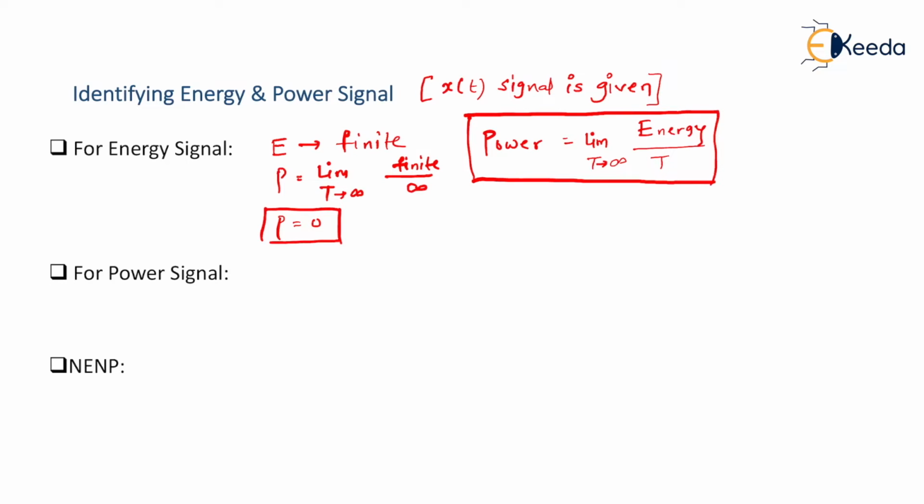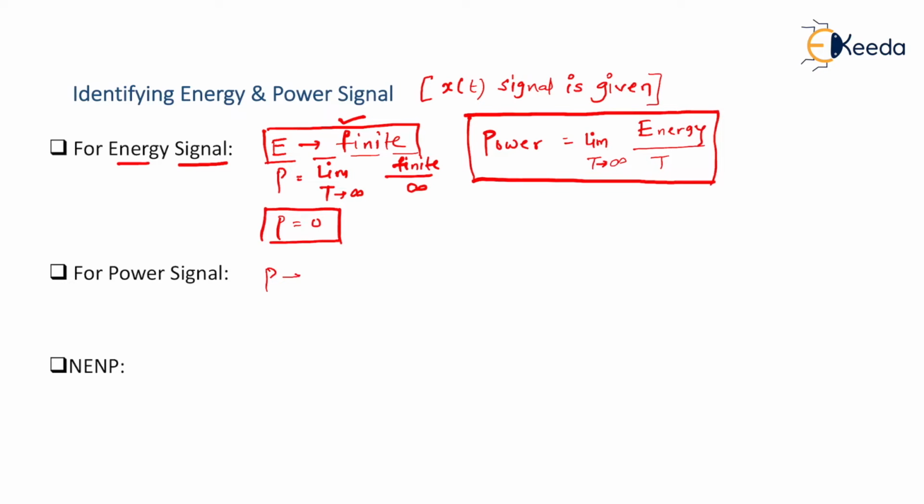Now I'm coming to the conclusion. If for a given signal x(t), energy comes out to be finite and its respective power is equal to zero, it means it is definitely an energy signal. To be quite clear, for a given x(t), if energy is finite, then it is 100% an energy signal. If energy is finite, power is bound to become zero because of the relationship between energy and power which is given to us, right?